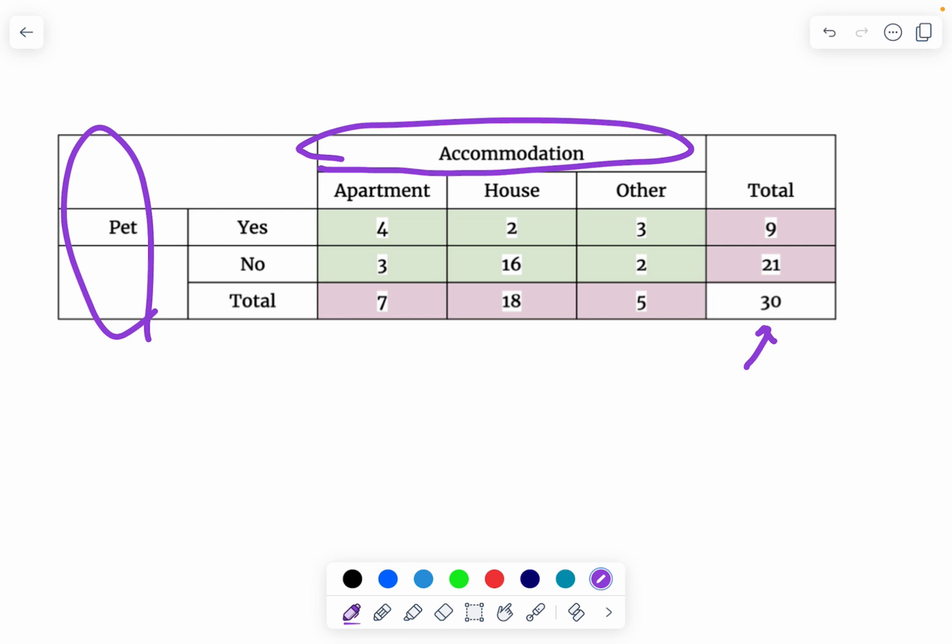Another question might be, of the people surveyed, how many live in a house? And the answer to that would be 18. Another thing you could say, out of everybody surveyed, with what frequency did the people live in an apartment with a pet? Apartment with a pet. And the frequency with which that happened was 4.